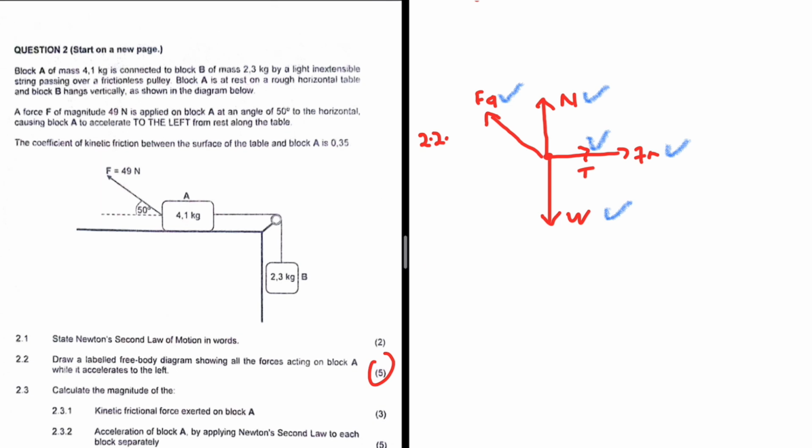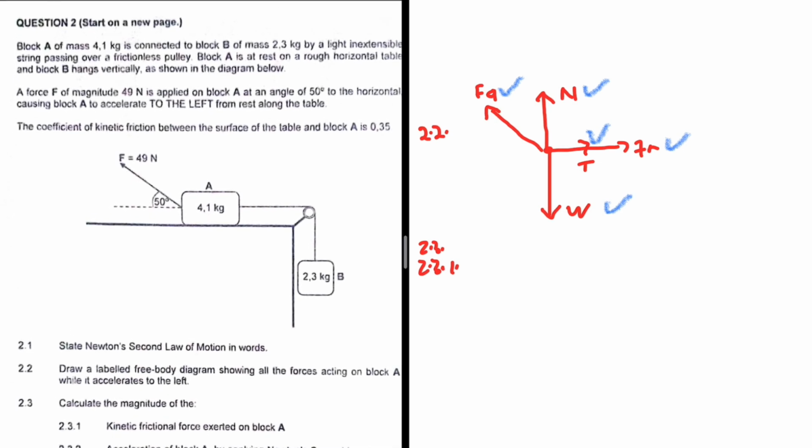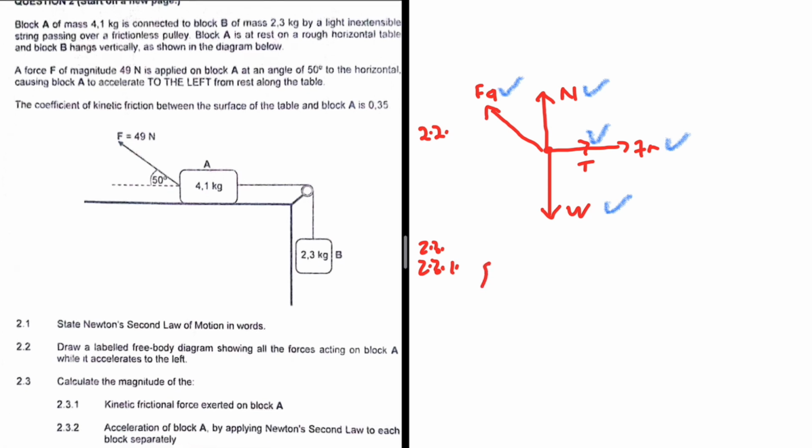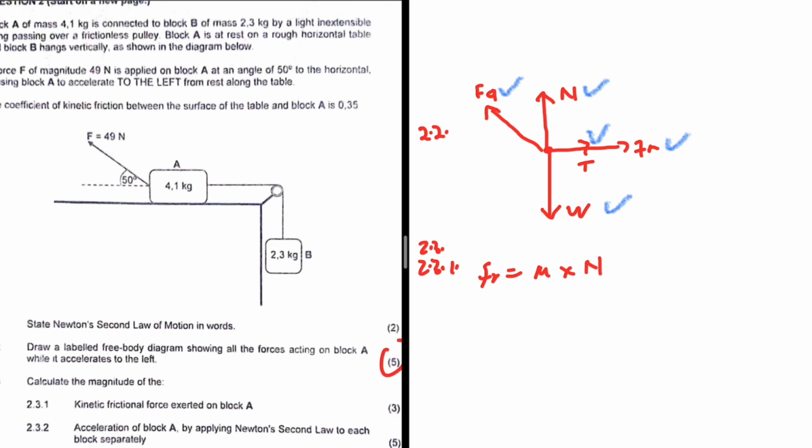Let's go ahead and do 2.3. 2.3.1, we're supposed to calculate the magnitude of the kinetic frictional force acting on block A. So let's go ahead and do that. Quite an easy question. The kinetic frictional force is equal to the coefficient multiplied by the normal force. The coefficient between the surface of the table and block A is 0.35. All we need is the normal force, and we have answered our question.